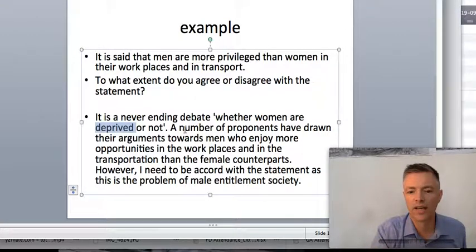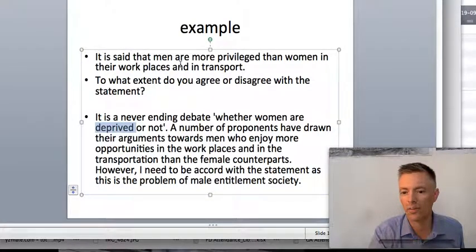I mean, you're just saying a number of people have said that. That's what the question says. It's not impressive. It's not helping anything, right? However, I need to be in accord with the statement as this is the problem of male entitlement society. The question doesn't ask you what the problem is. The question asks you, do you agree or disagree with the statement? Men are more privileged. Are they or are they not? What do you think?